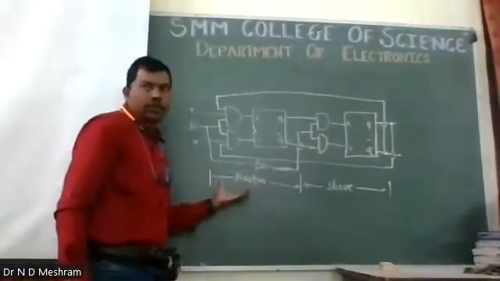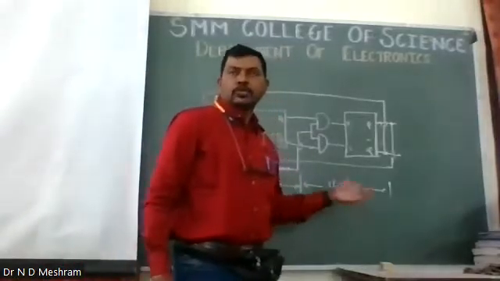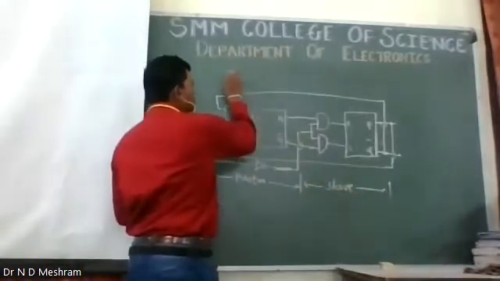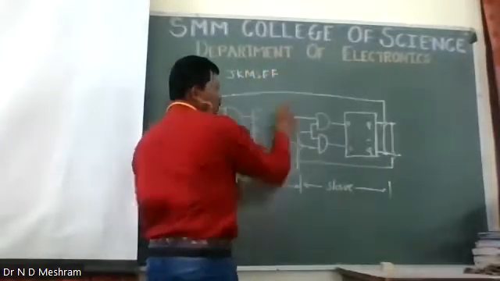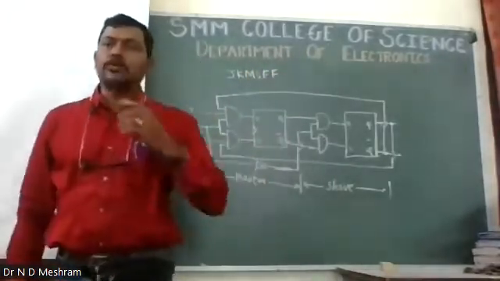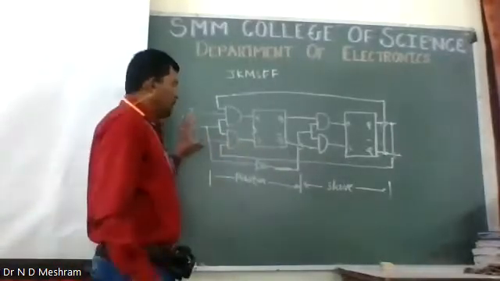So this is called a master slave flip flop. So this flip flop is a master flip flop, and this is a slave flip flop, right? So the whole we call it a JKMSFF, JKMS flip flop.